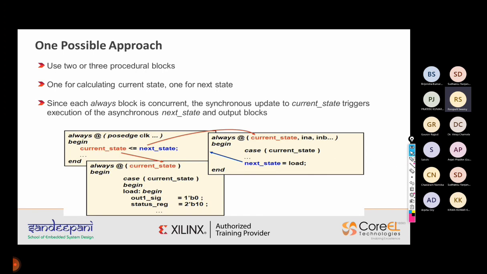One thing we need to observe here: current state logic is sensitive to clock, whereas the next state and output logic are not sensitive to clock. They are dependent on current state. So they are asynchronous blocks, which depend on current state logic.